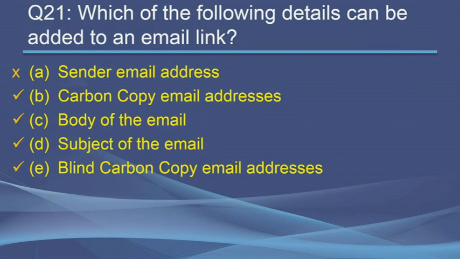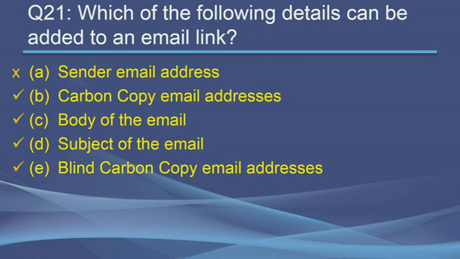So let's move on to question 21. Which of the following details can be added to an email link? Now hyperlinks, email links, forms, tables, these are all the things you need to know about and know their attributes so that you are able to use them efficiently and effectively. Now in HTML5 they have improved a lot on the email linking capability. The mailto attribute in an anchor tag has improved drastically, so that you can actually specify a lot more things.